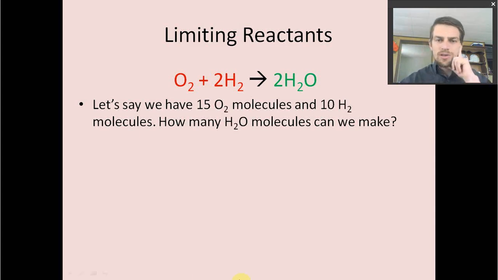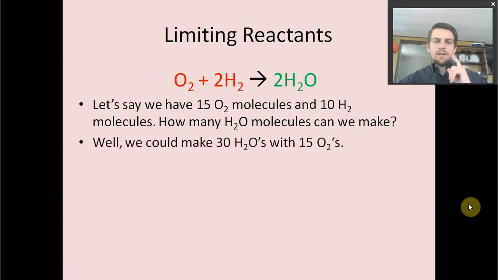So let's reason through this a little bit. If we look at our oxygen molecules, we have 15 O2 molecules. We know that every water molecule has a single oxygen in it. So if we have 15 O2s, if you remember how to manipulate your little numbers, you find that we actually have 30 oxygens right here. And if there's 1 oxygen per water molecule, we can make 30 water molecules. So we can make 30 H2Os given our 15 O2s.